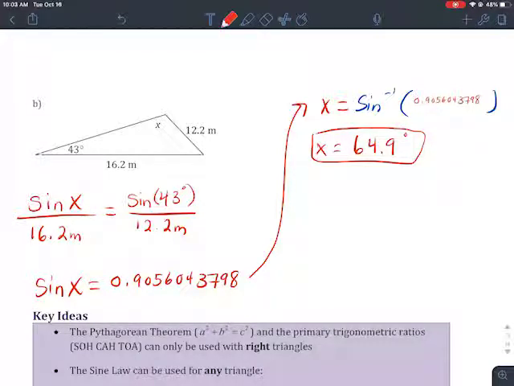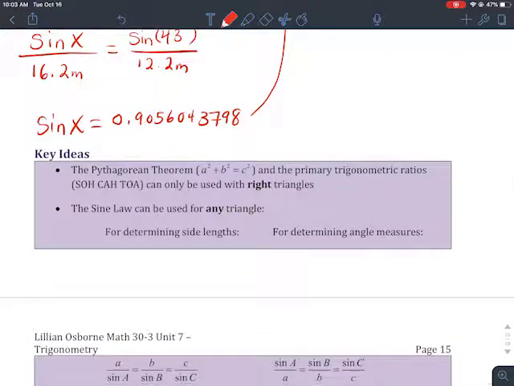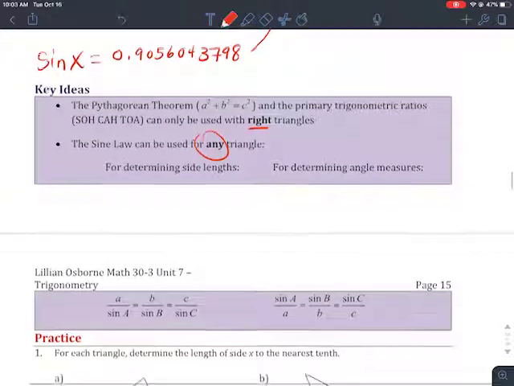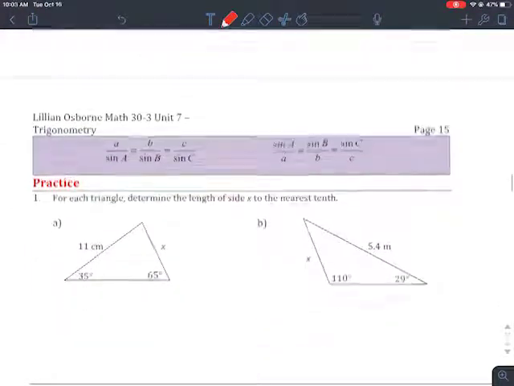Okay, so there's how we can use the sine law to help us find some unknowns in a non-right angle triangle, something new. Okay, down below we have our key ideas. So the Pythagorean theorem and the primary trigonometric ratios, so sine, cosine, tangent, can only be used with right angle triangles. Okay, the new thing you learned today, the sine law can be used for any triangle. It could be a right angle triangle, it could be an obtuse triangle, an acute angle triangle, it doesn't matter. It can always, always, always be used.